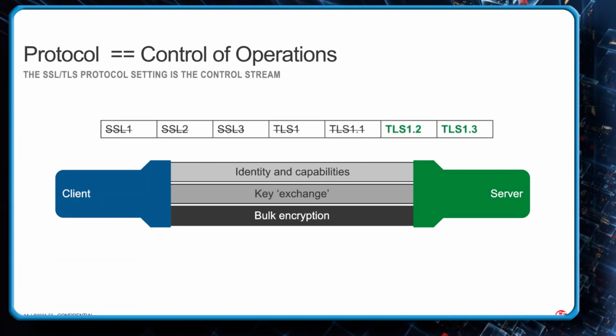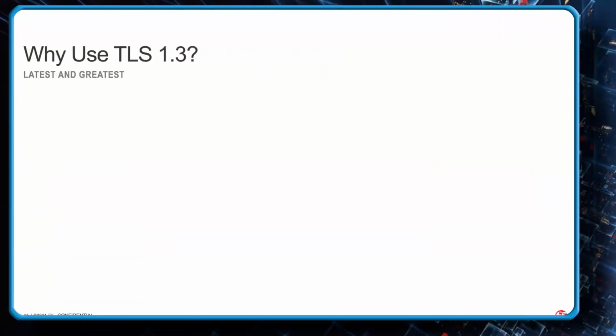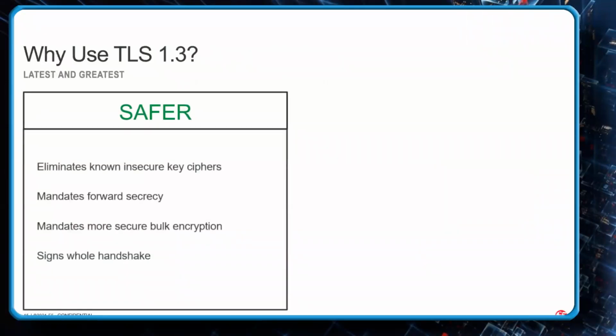So why use TLS 1.3 then? Well, it's the newest one, and by extension you can kind of read into it that it is the safest one. That would be the hope, but not only that, it's also faster. It's safer because it eliminates insecure key ciphers. We're going to look at that momentarily. It mandates forward secrecy, and we're going to discuss that briefly during the demo when it comes to Diffie-Hellman and computational groups and so on and so forth. And it mandates bulk encryption.